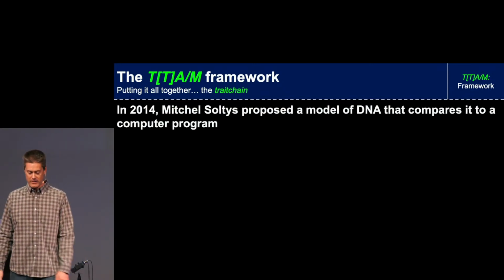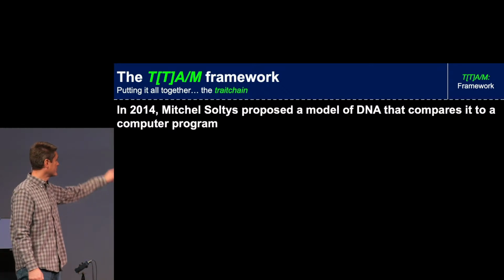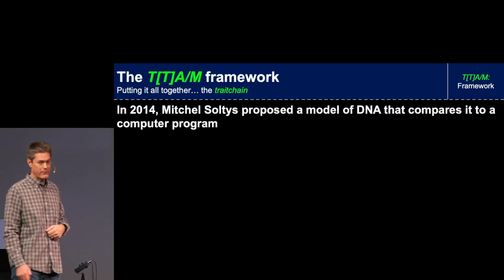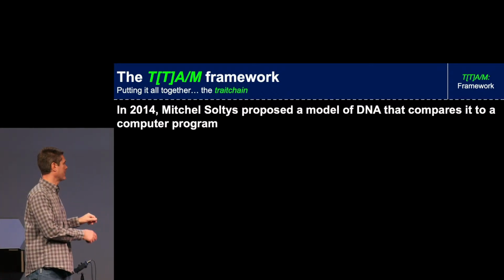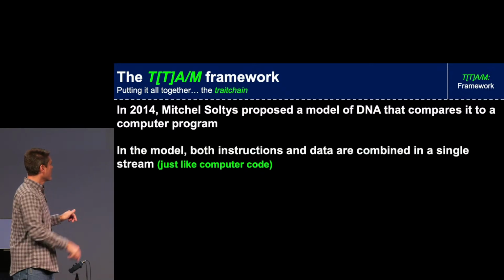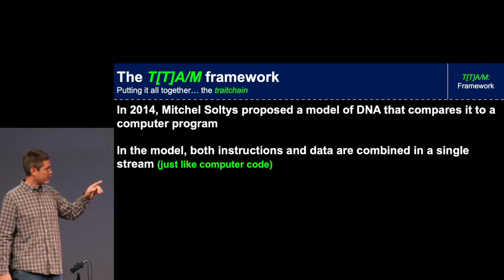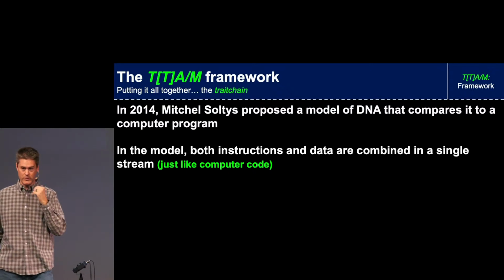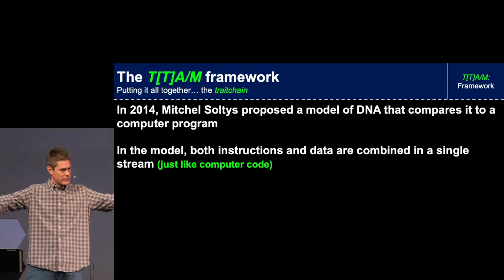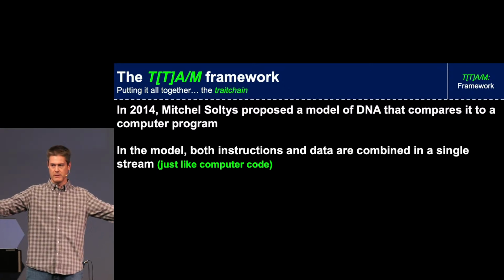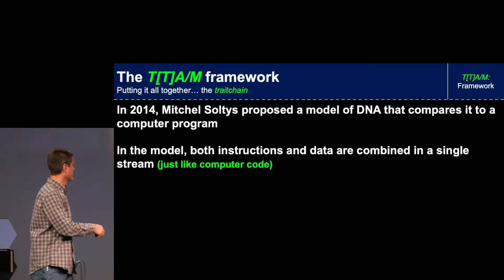This sounds an awful lot like a model of DNA that a person named Michael Soltis proposed back in 2014, and he said DNA is really like a computer program. What does he mean by that? Well, in his model, both the instructions and the data are combined into a single stream, just like computer code. What I just said, the entire sequence of DNA, the entire genome is involved in programming the traits for the organisms.